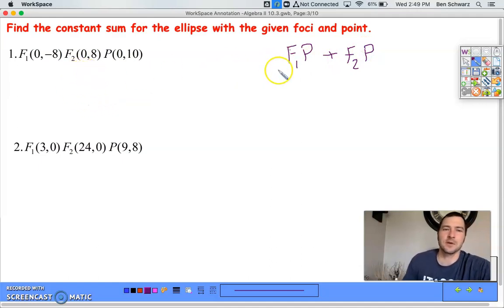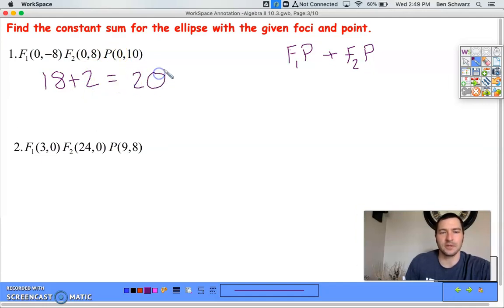So the distance from F1 to P, so (0, -8) to (0, 10). Since they both start with a 0, it's easy to see that they're 18 apart when you look at the -8 and the 10. So 18 plus, and then comparing these two, (0, 8) is 2 away from (0, 10), so that constant sum would be 20.